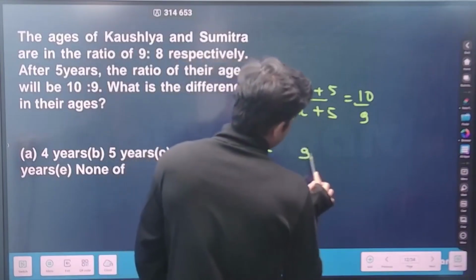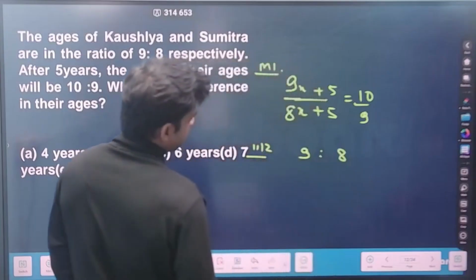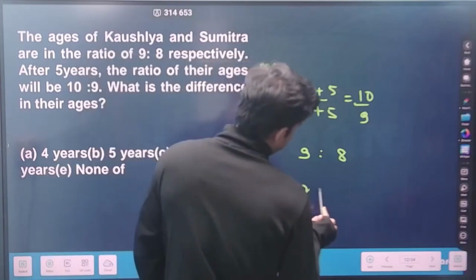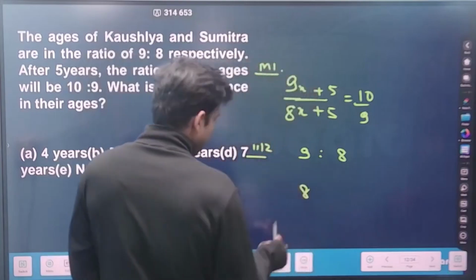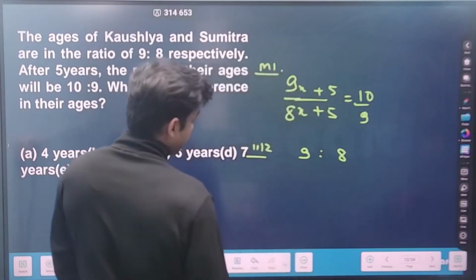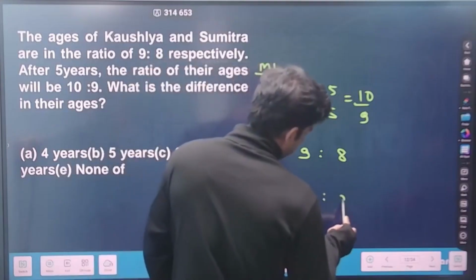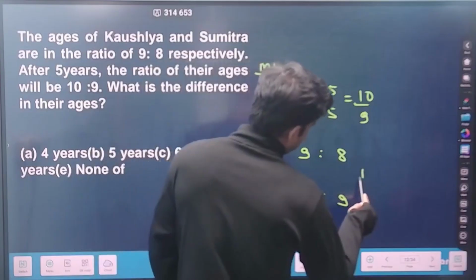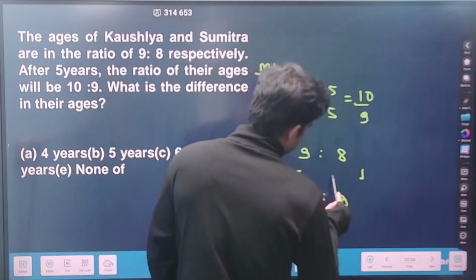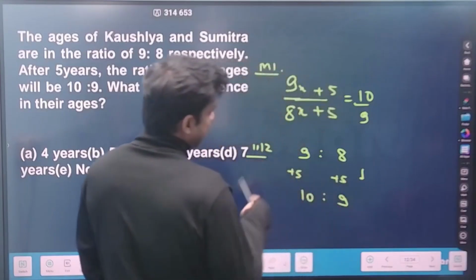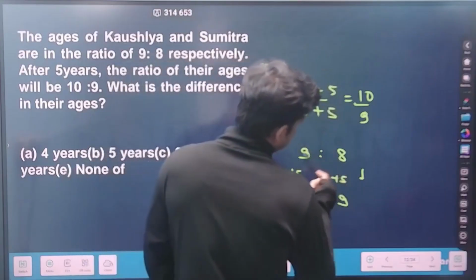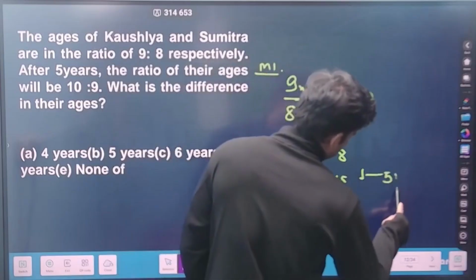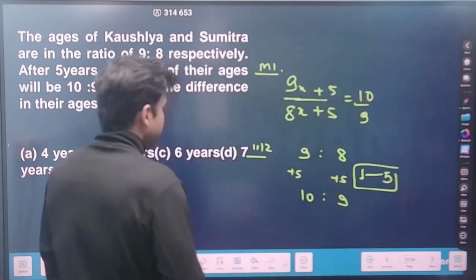Ratio is 9:8. Correct. And the ratio becomes 10:9. So now see, the gap is basically 1. And this is after 5 years and this is after 5 years. Everywhere you can see the gap is 1. 9 minus 8 is 1, 10 minus 9 is 1, 9 minus 8 is 1. So 1 is equal to 5. If 1 is equal to 5, they're asking what?